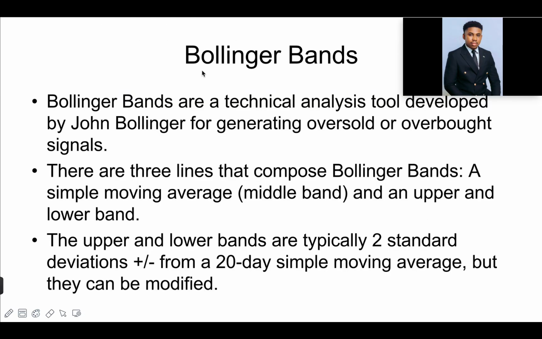So next we have the Bollinger Bands. The Bollinger Bands are a technical analysis tool developed by John Bollinger for generating oversold or overbought signals. These are three lines that compose the Bollinger lines: a simple moving average, which is the middle band, and an upper and lower band. The upper and lower bands are typically two standard deviations from a 20-day simple moving average, but they can be modified. I'll explain what this means.